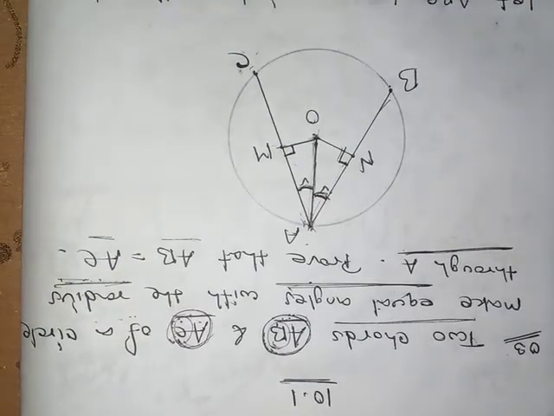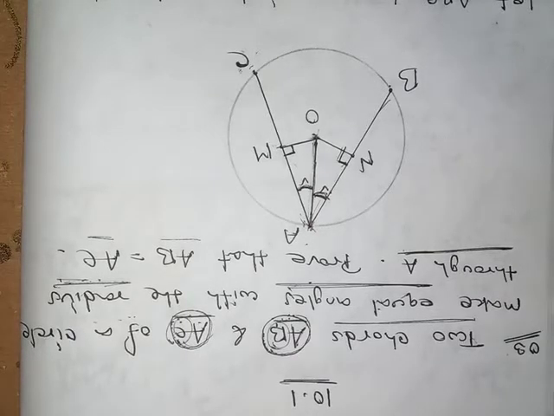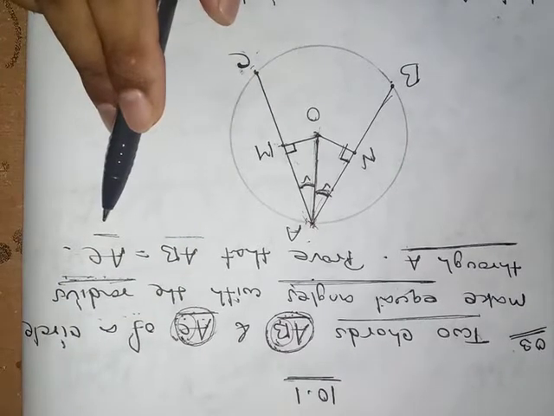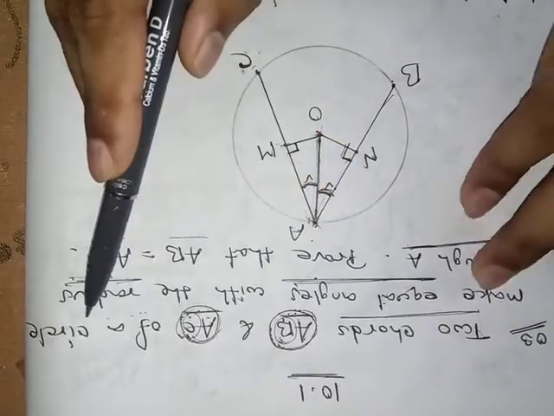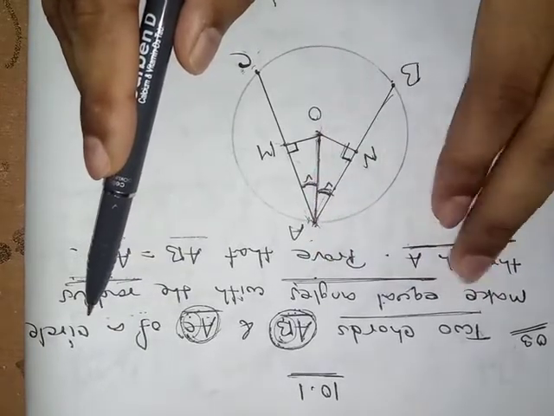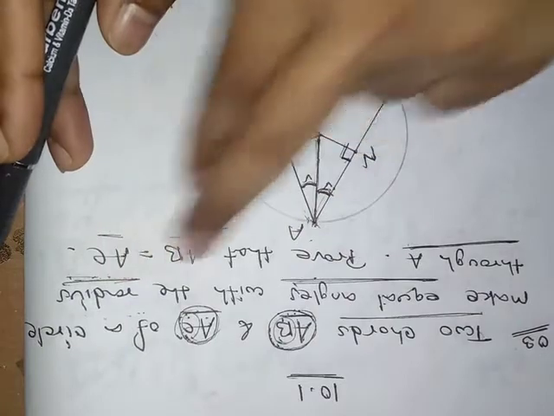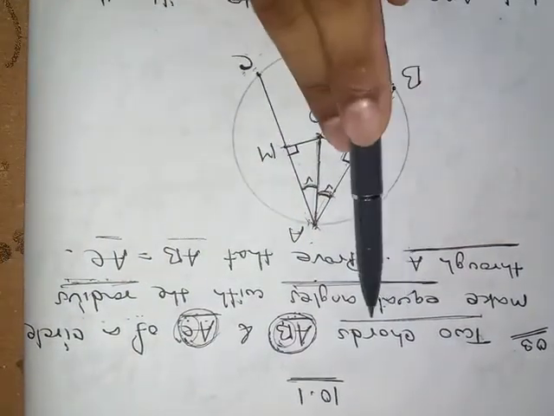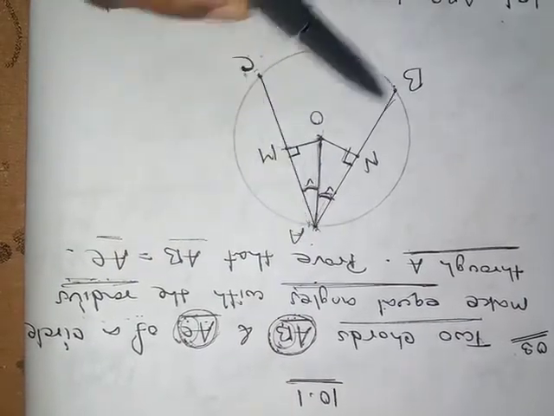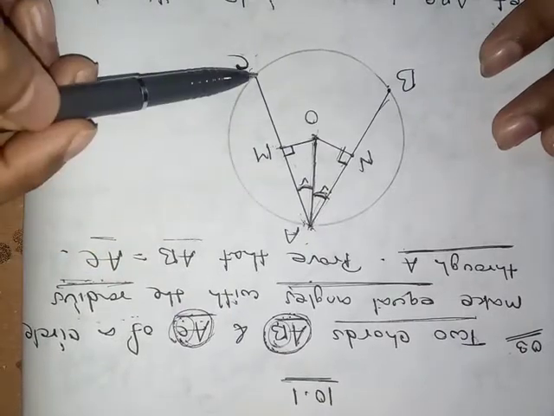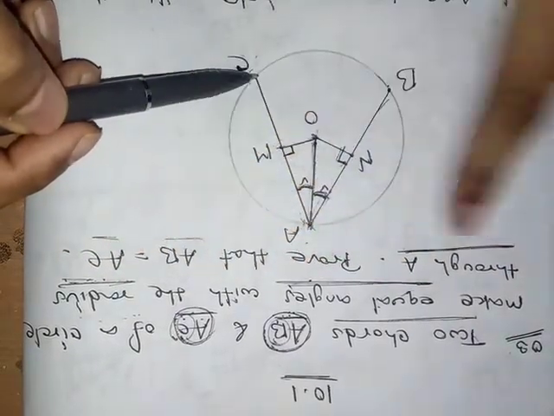But the statement has given a hint so that we can prove that AB is equal to AC, and that is: the two chords AB and AC of a circle make equal angles with the radius through A. Two chords AB and AC make equal angles with the radius through A.